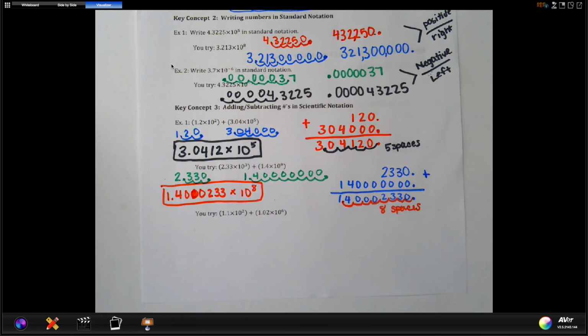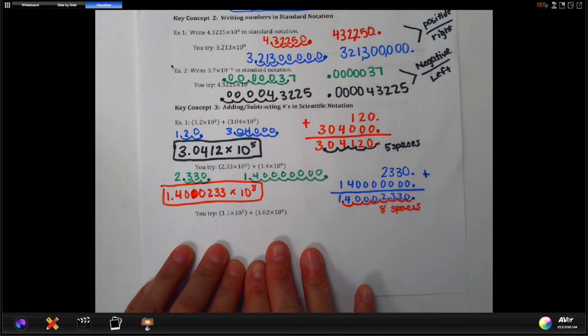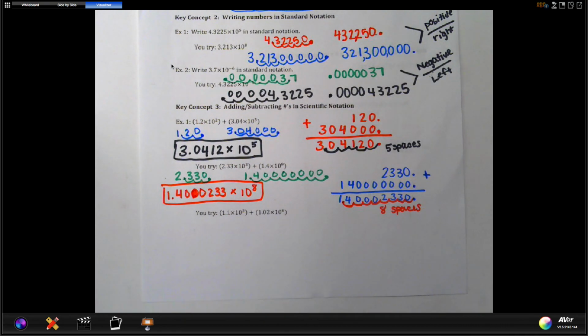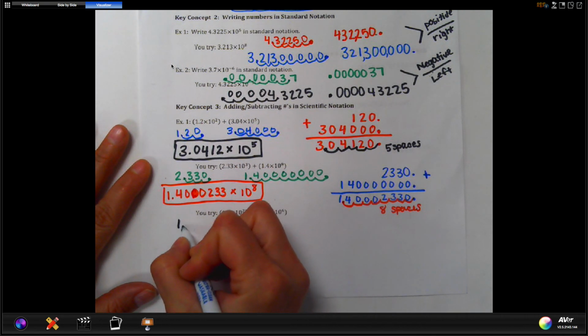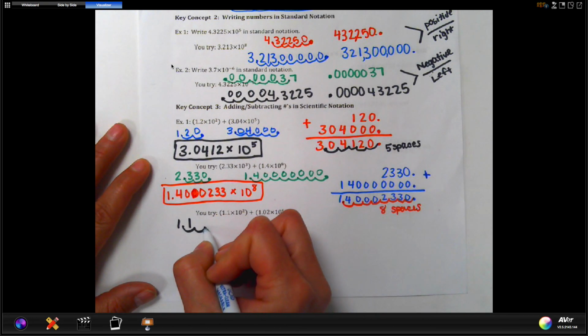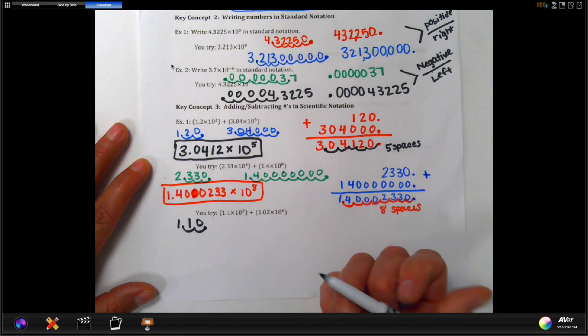Okay. Hopefully you're getting it by now. If not, there's one more you try. Go ahead, pause the video, try it on your own, and then play it again and see if you get the answer that I am getting here. Okay, so start with the first one. 1.1 times 10 to the second power. All right, here's 1.1. That second power means I move it out twice, leaving me with 110.